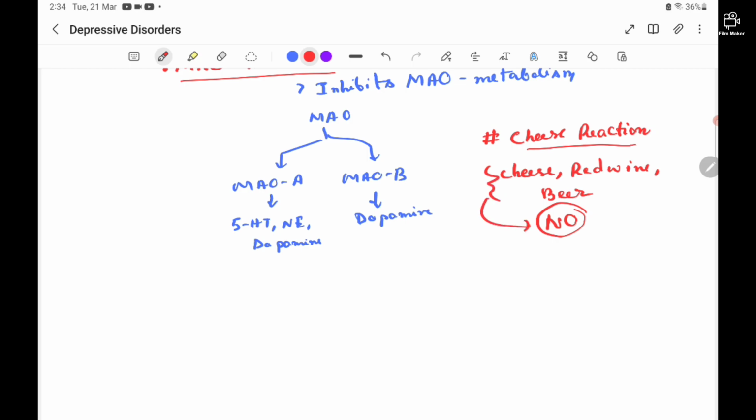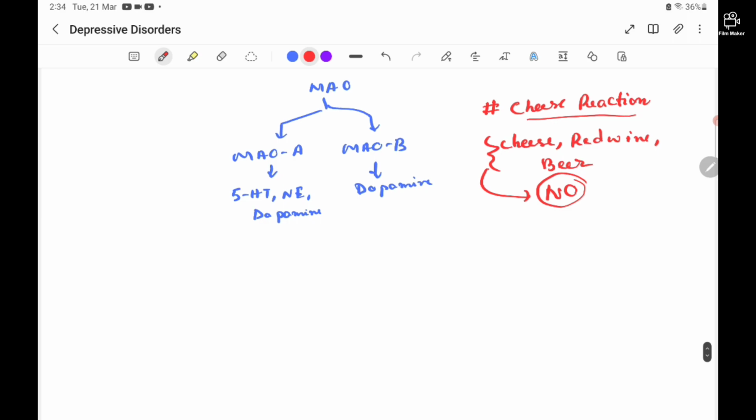If not, there will be hypertension. Basically these things cause hypertension, and not only hypertension, but there will be hypertensive crisis when a person uses an MAO inhibitor and consumes these substances. And this is called the cheese reaction.